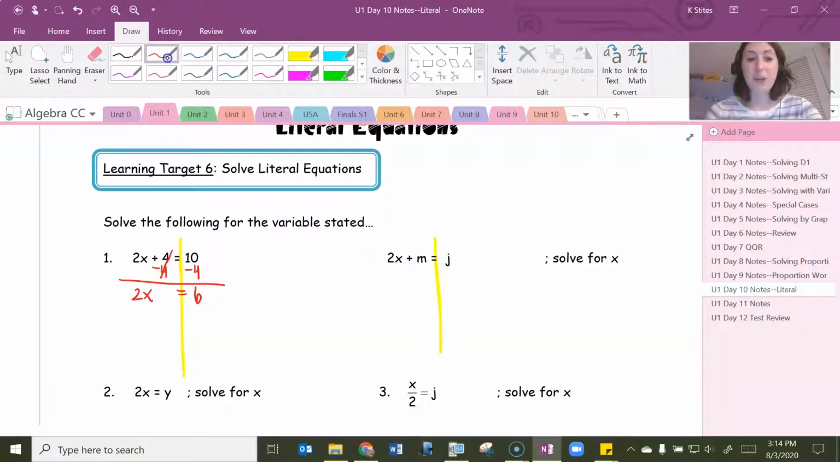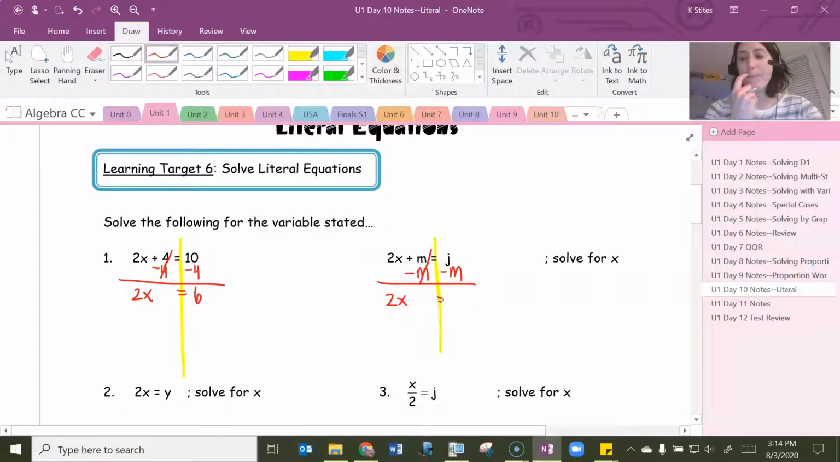Except instead of a 4, there's an M, and instead of a 10, there's a J. But the way we solve it is identical to the way we started to solve number 1. But instead of subtracting 4 on both sides, we would subtract M on both sides, right? Now, here's where people get a little angry sometimes. J minus M, we cannot actually do that, right? We can't do J minus M. So you're literally just going to write J minus M. Okay, J subtract M. That's it.